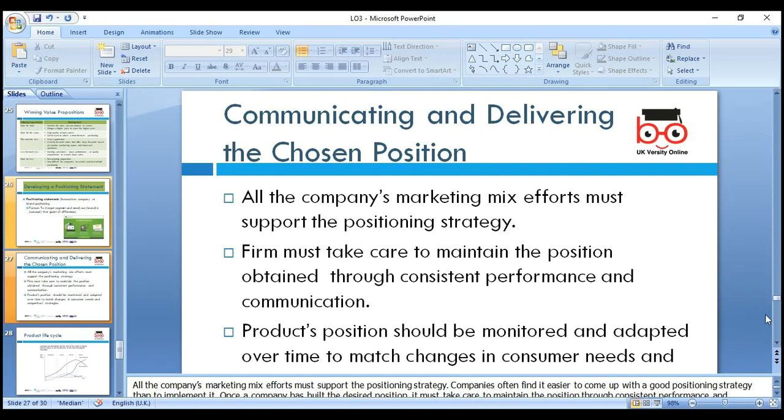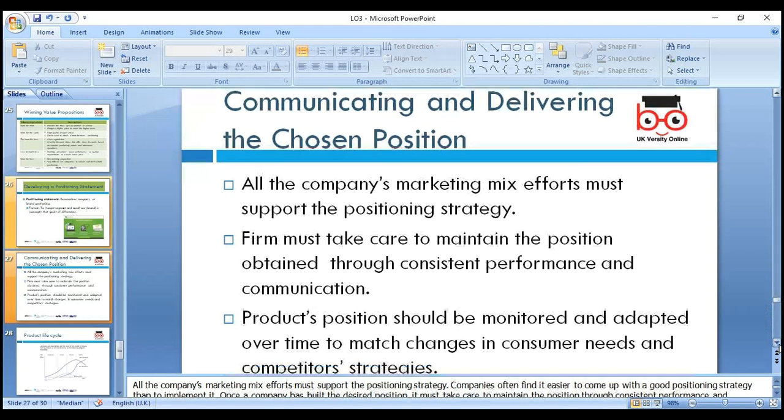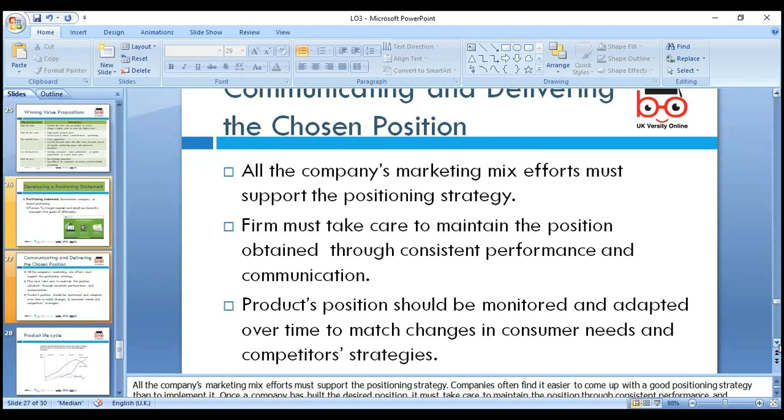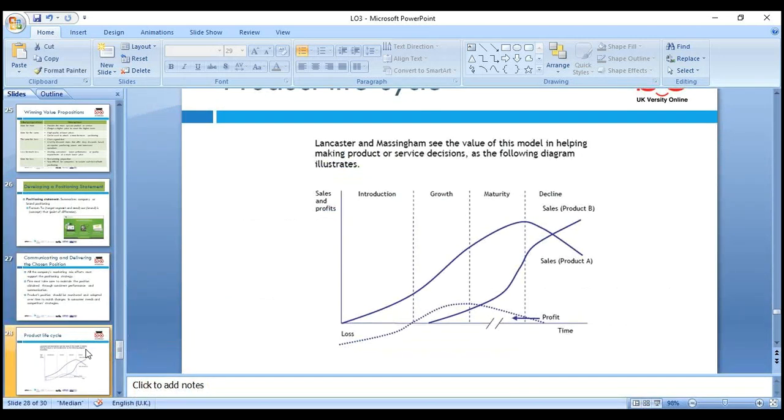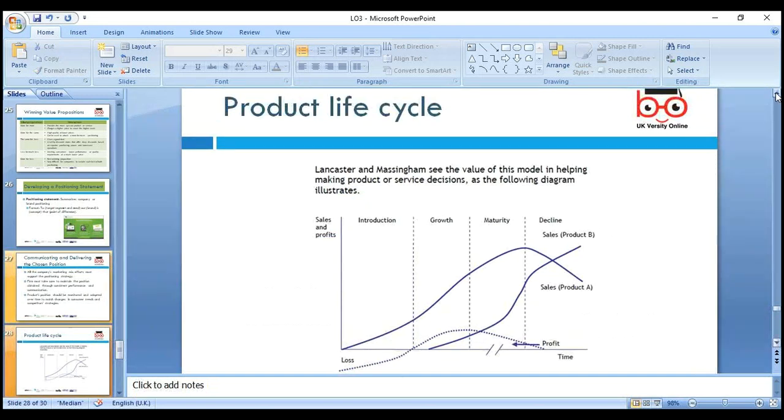The product positioning should be monitored and adapted over time with the changes in consumer needs and competitor strategy. Any question? Okay, next slide, where we are looking at the product life cycle.